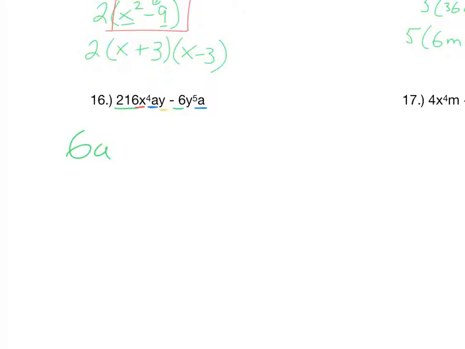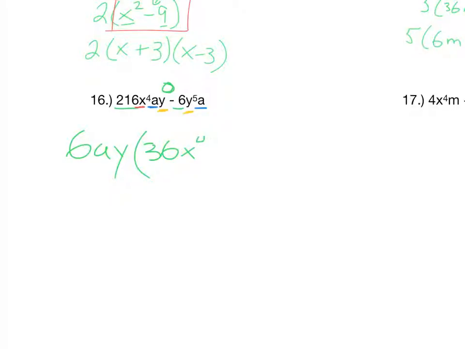And then we have a y here and a y to the 5th here, so we could also take out 1y, because y to the 1st power would be our lowest exponent. I think I already said that, sorry. So now that we factored that out, let's see what we have left. 216 divided by 6 is 36.